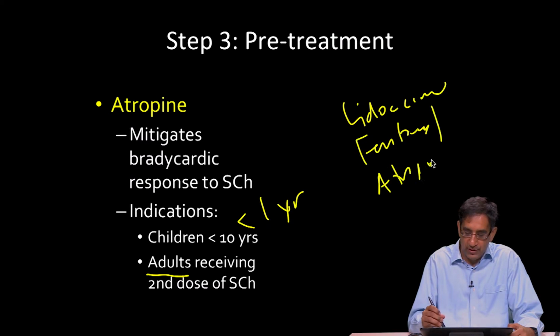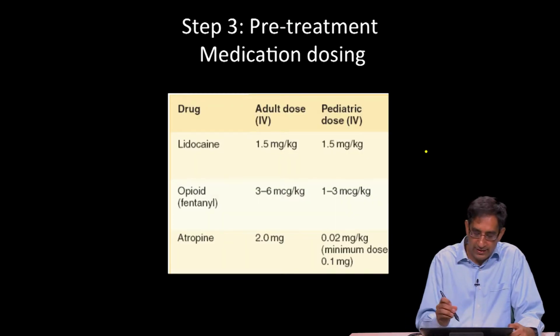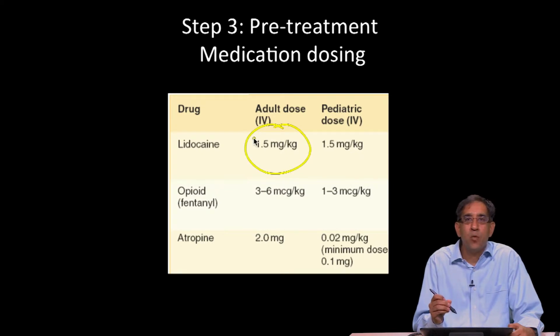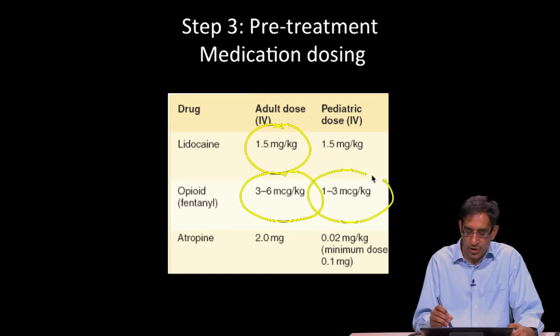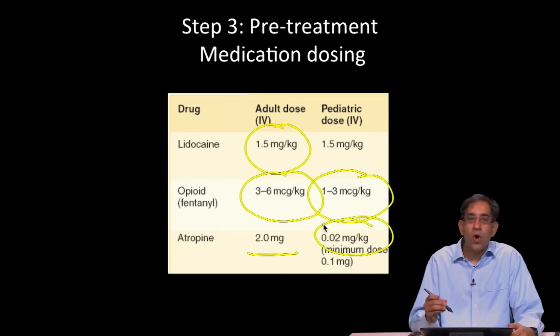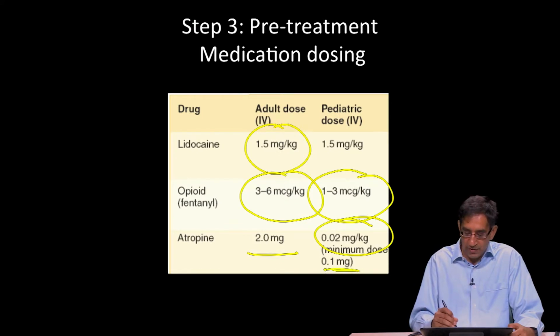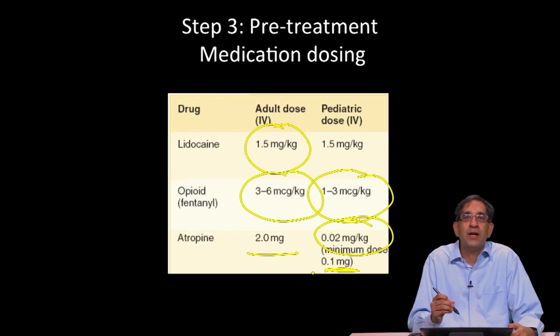and atropine. And when we talk about the doses of these medications, for lidocaine, it's going to be 1.5 milligrams per kilogram, whether you're an adult or a child. When we're talking about opioids, and specifically fentanyl, we're going to use 3 to 6 micrograms per kilogram and a slightly smaller dose in children. And then the dosing of atropine is 2 milligrams in adults, or in children, 0.02 milligrams per kilo, with a minimum dose in all kids of 0.1 milligrams.